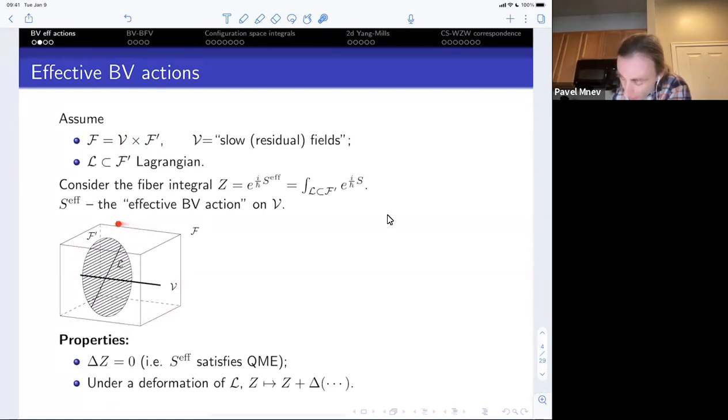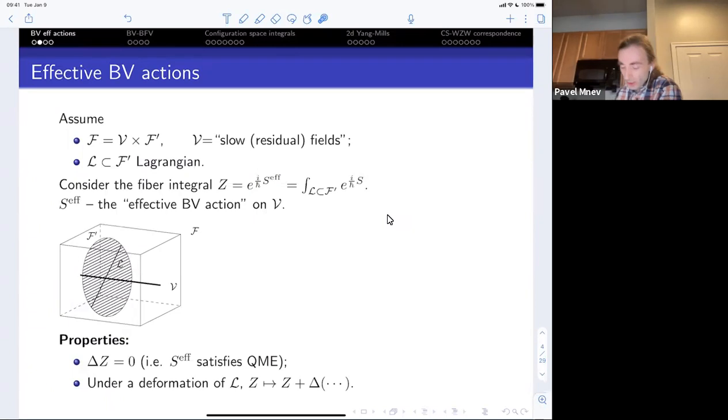So the space of fields is fibered over the slow fields, with fiber being this dashed part, the fast fields, and we are integrating over a Lagrangian inside the fast fields, and we are moving this fiber along the residual fields and seeing how the result depends on that point. And denoting the result of this fiber integral as the exponential of something, this something is called the effective BV action.